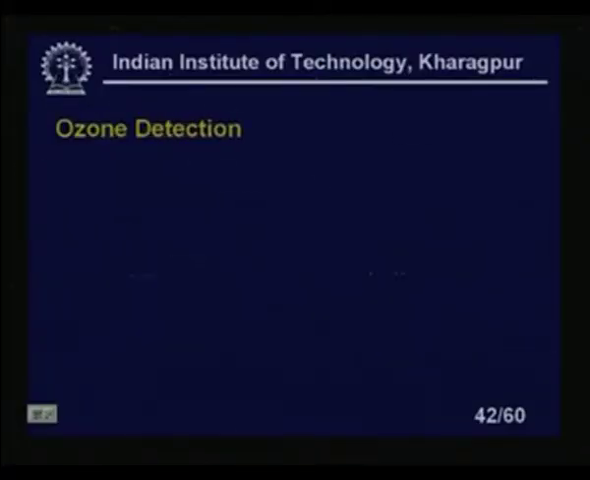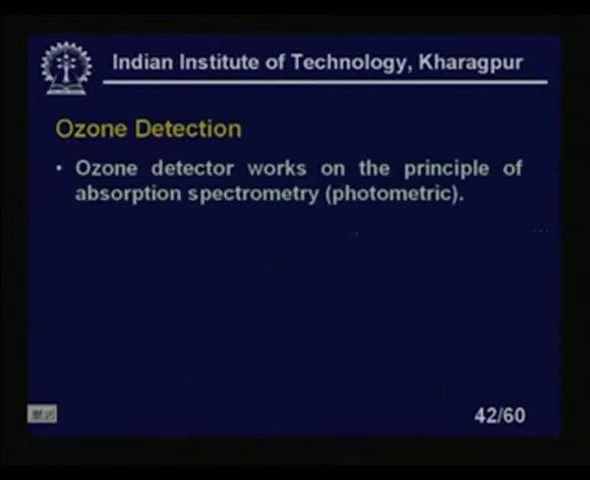Now, ozone detection. Let's see how you detect ozone. An ozone detector works on the principle of absorption spectroscopy, or spectrometry, or photometry.